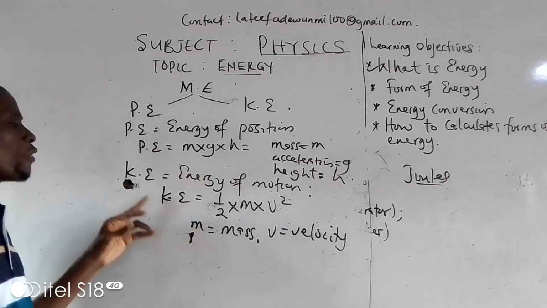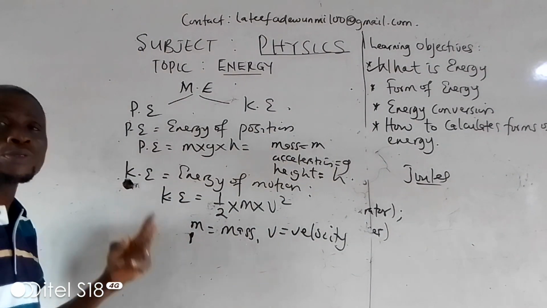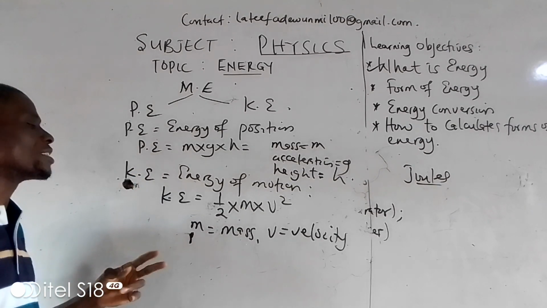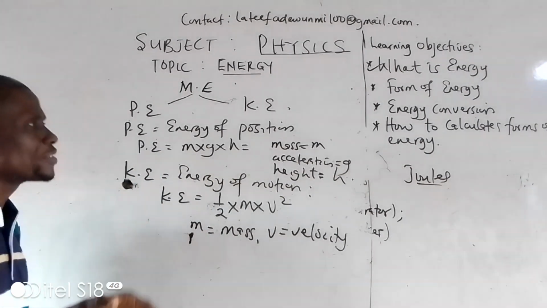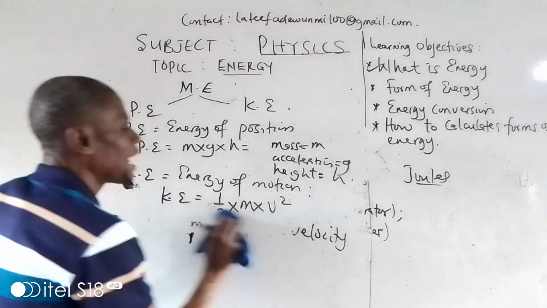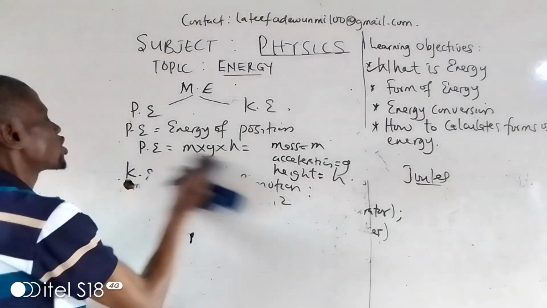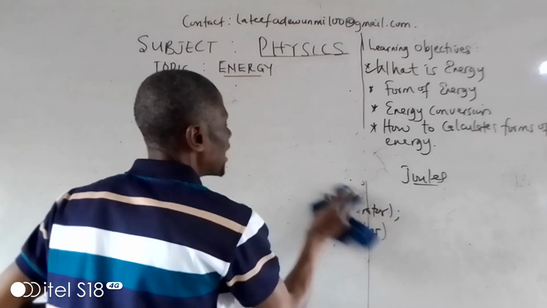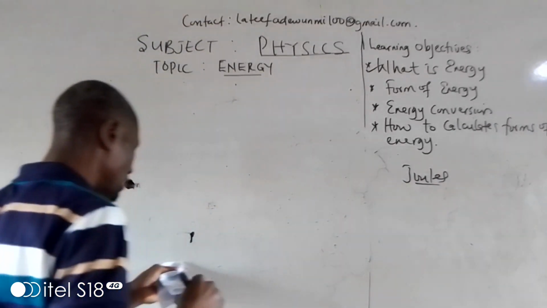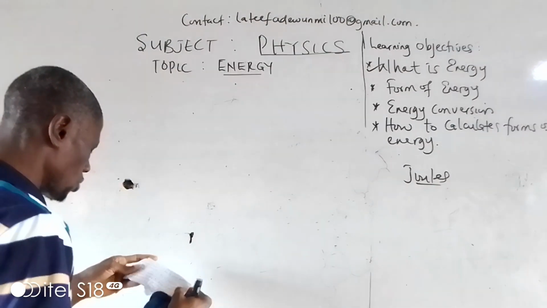So these are the formulas for calculating the two main forms of mechanical energy. For the potential and for the what? Kinetic. Having said that, let us now look at an example, a question on how to calculate potential energy and kinetic energy. Let's look at a question.